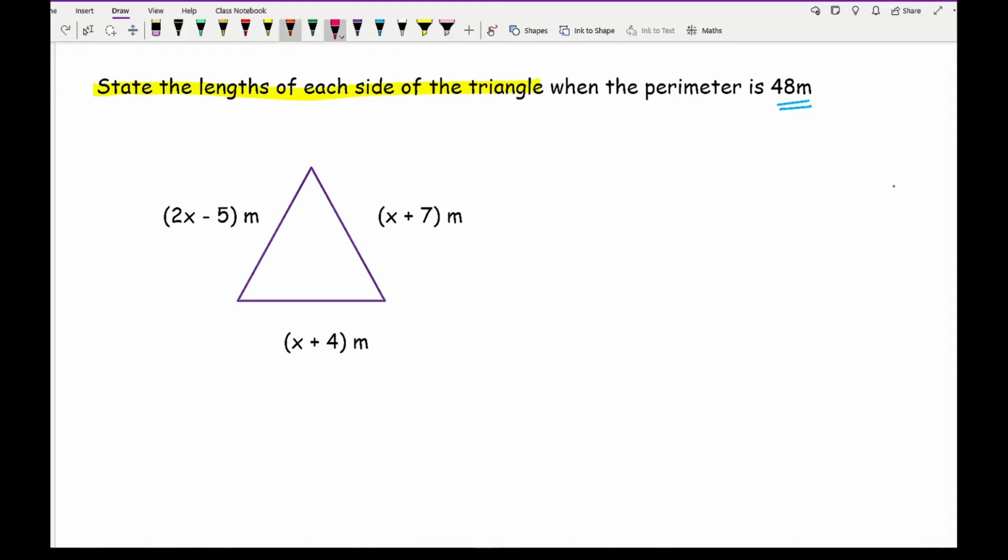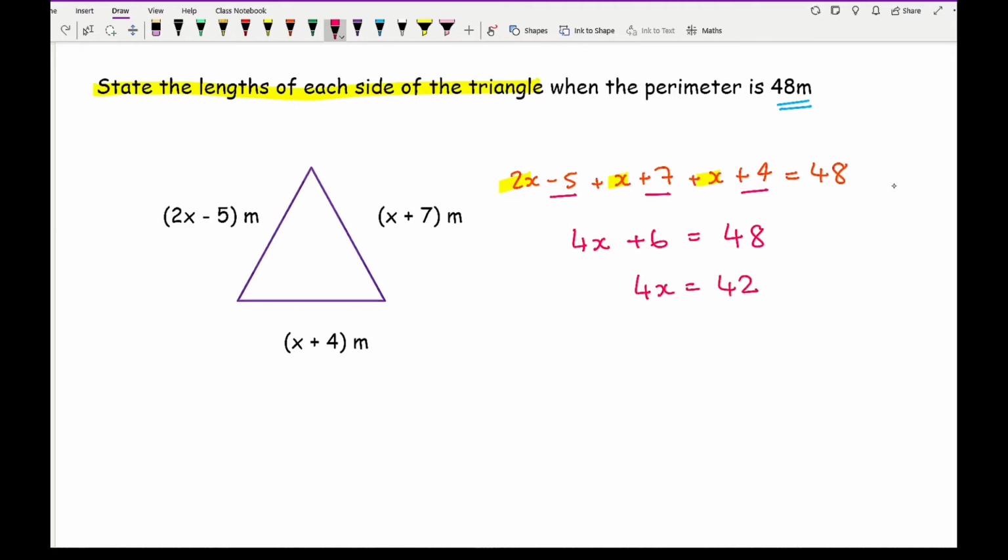So first things first, let's add up those three sides. So what I've got is 2x minus 5 plus x plus 7 plus x plus 4, and that all adds up to 48. So simplifying this left hand side, I've got 2x plus 1x plus 1x is 4x, and then I've got minus 5 plus 7, which is positive 2, plus 4, which is plus 6, and that equals 48. So then solving this equation, I get 4x equals 42, and then divide that by 4, and I get 42 divided by 4 equals 10.5.